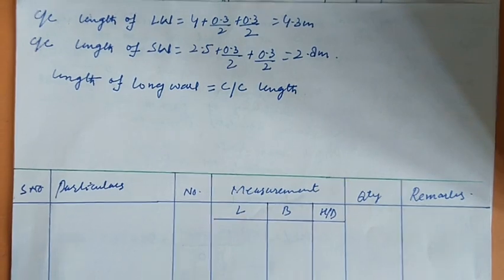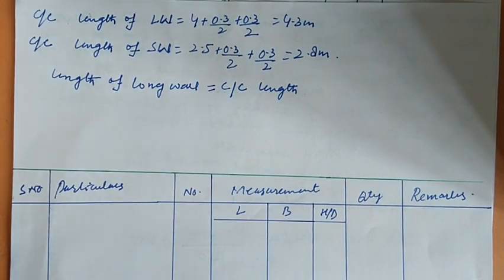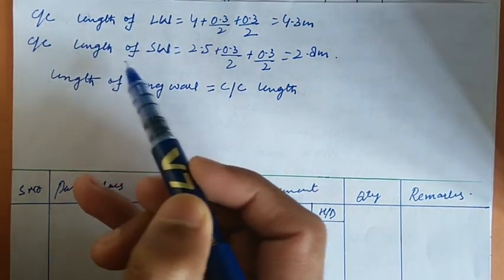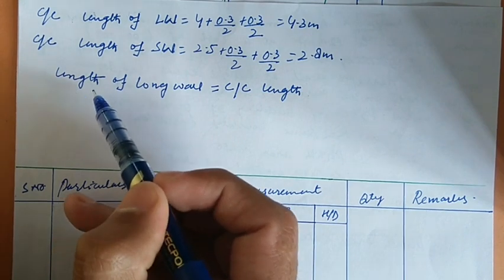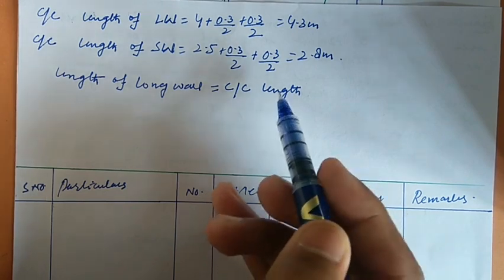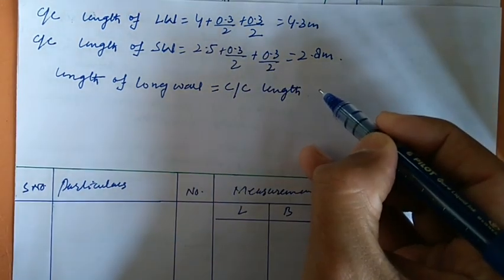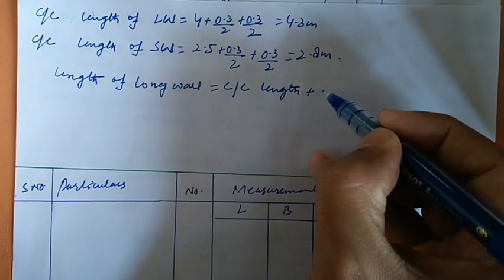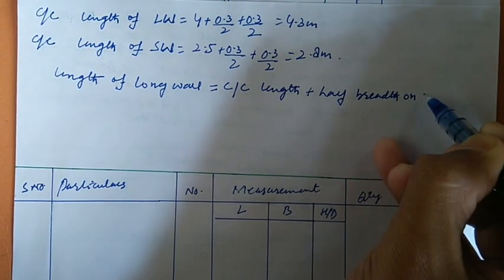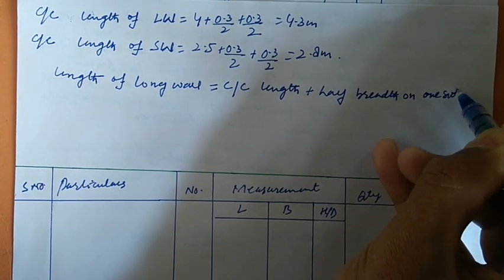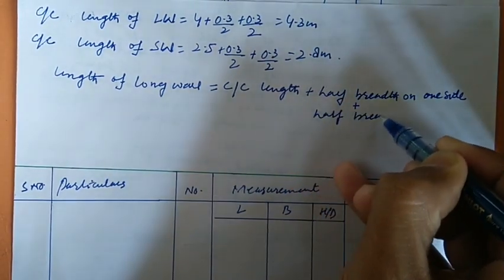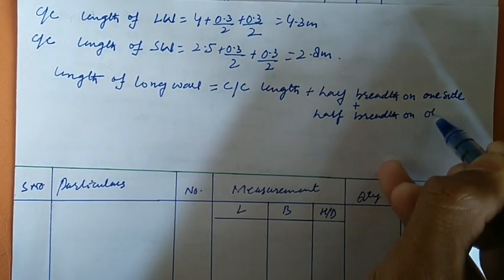One more thing you need to remember is how to calculate the length of the long wall. In this step we have found the center to center length of the long wall and center to center length of short wall. Now the question is how to find the length of long wall. The formula for this is center to center length, which we have calculated for the long wall, plus half breadth on one side plus half breadth on other side.